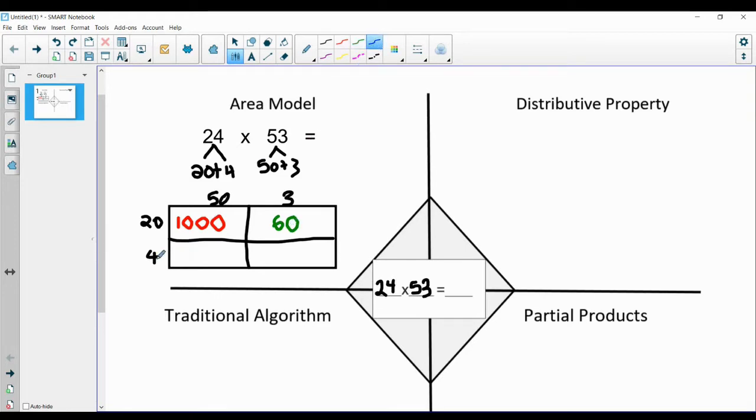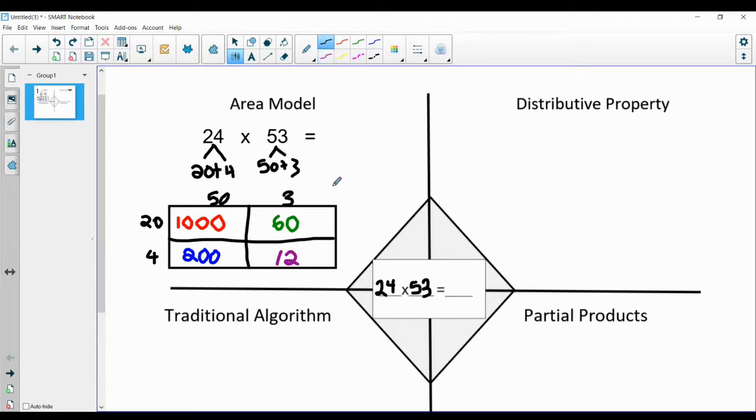After, I'm going to look at 4 times 50. Well, 4 times 5 is equal to 20, and I'm going to add a 0 at the end for 200. Lastly, I'm going to look at 4 times 3, which is equal to 12.